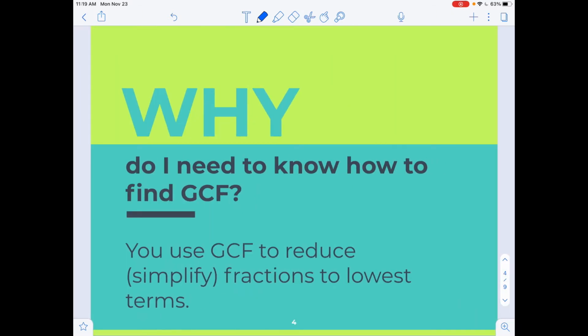Why do I need to know how to find the GCF? Well, we use the greatest common factors to reduce fractions to lowest terms, which is something we'll be working with in the next unit.